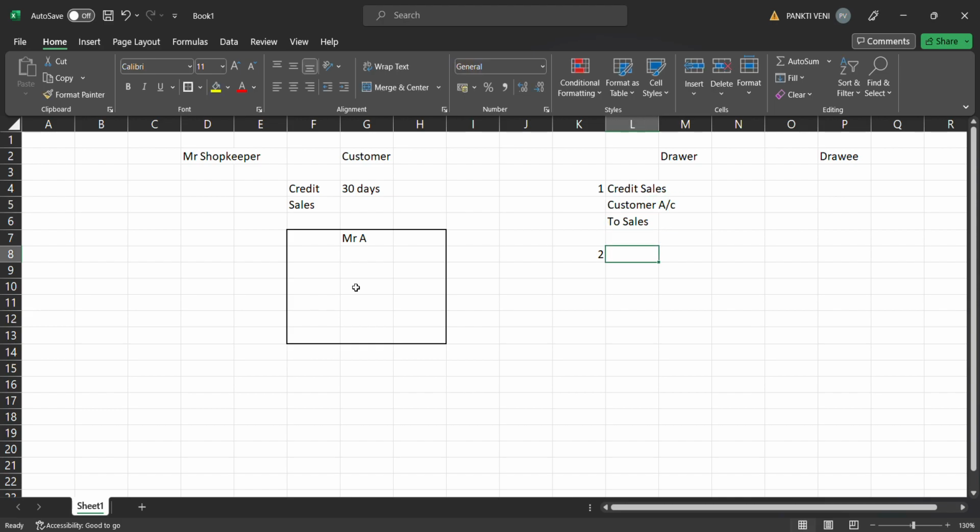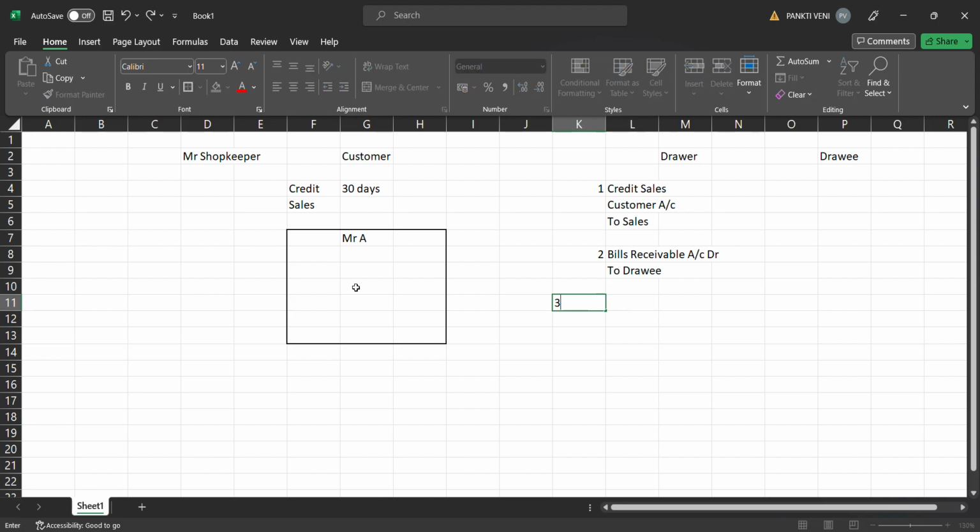Then the next one is the bills receivable entry. Now what is the bills receivable entry? The customer is giving us the bill back, so that's bills receivable. He gave it back to me, so bills receivable account debit to the customer, that is the drawee account. Debit what comes in, credit the giver. Bills receivable is coming in, so bills receivable account debit to drawee.